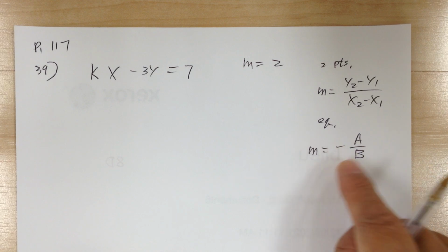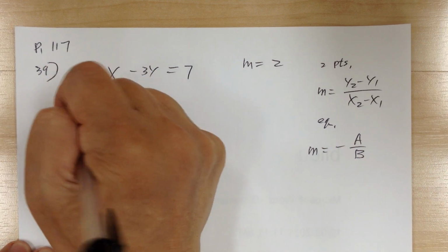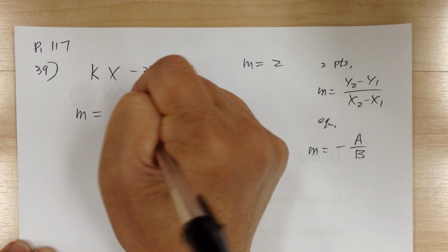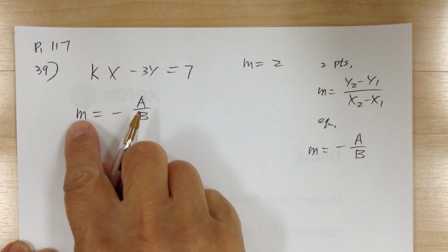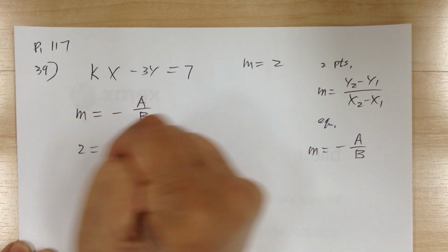When the equation is given, you have to use this, okay? So write down, slope equals negative a over b. Always write down your formula, then you substitute, okay? So the slope of it is given as 2, right?